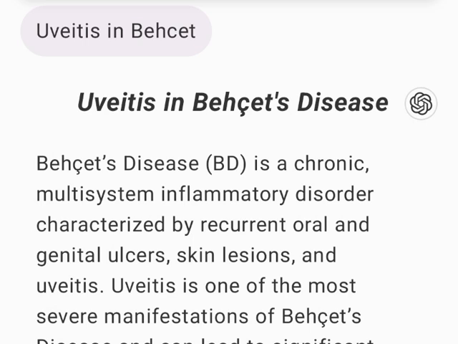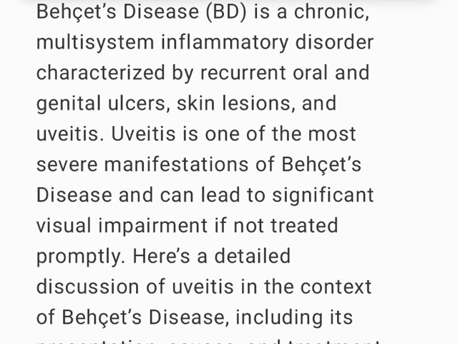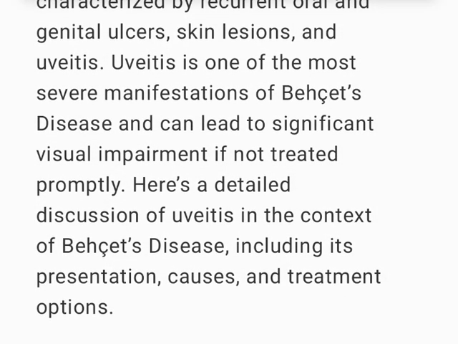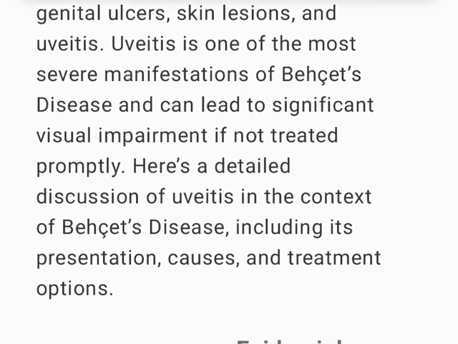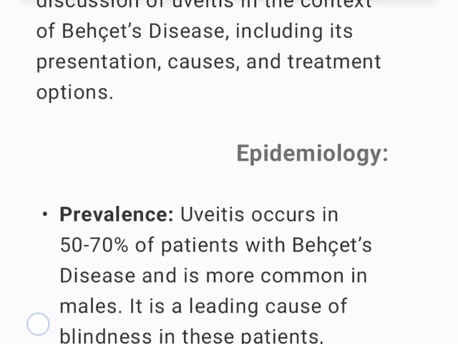Uveitis in Behçet's disease. Behçet's disease is a chronic multisystem inflammatory disorder characterized by recurrent oral and genital ulcers, skin lesions, and uveitis. Uveitis is one of the most severe manifestations of Behçet's disease and can lead to significant visual impairment if not treated promptly. Here's a detailed discussion of uveitis in the context of Behçet's disease, including its presentation, causes, and treatment options.